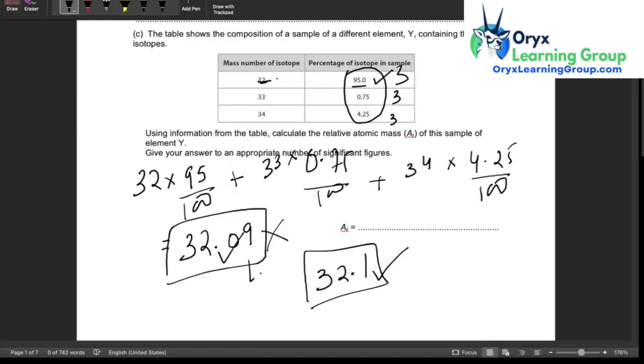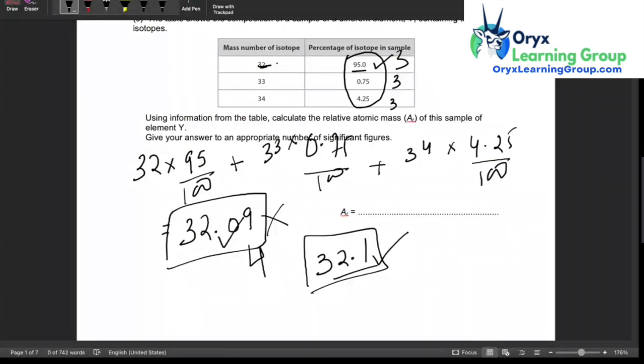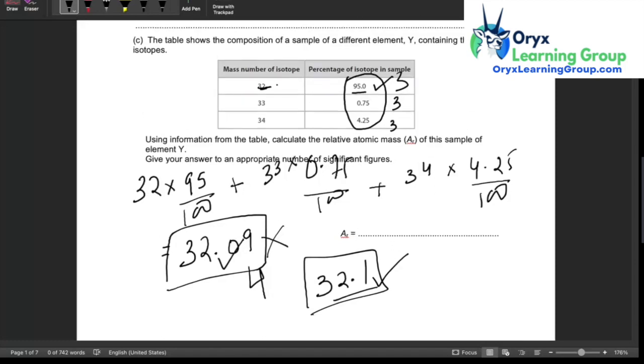If we write this as the answer, it has four, but this one has three. So the answer will be 32.1. Clear? Okay, good. Everyone following this? Also, Miss, to get the relative atomic mass, it's with predominantly isotopes, right? Yes. That way you can come to know whether your answer is correct or not. You can see 32 is close to 30, like 95%, so your answer should lie near 32. So your answer should be correct.